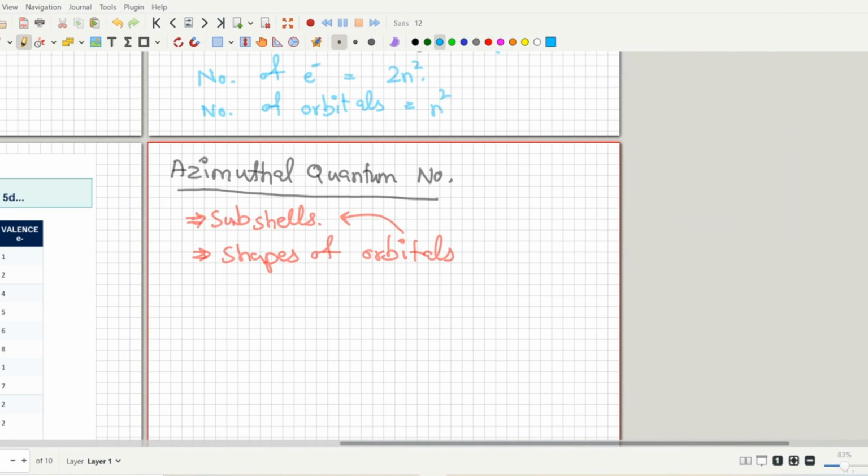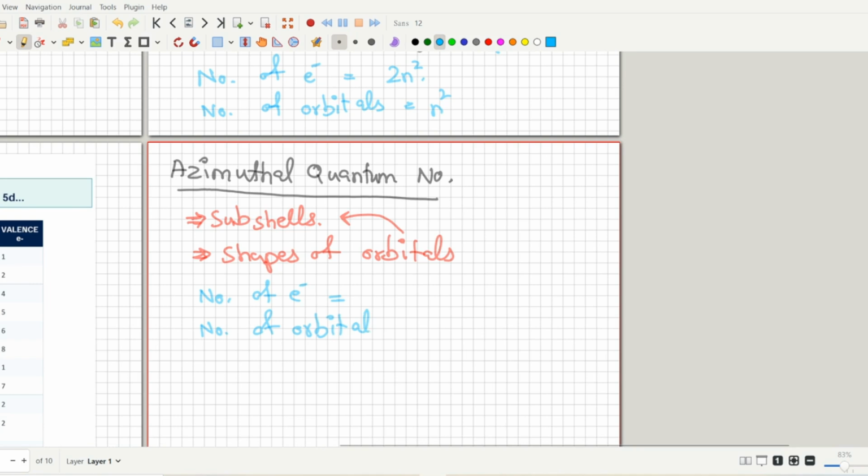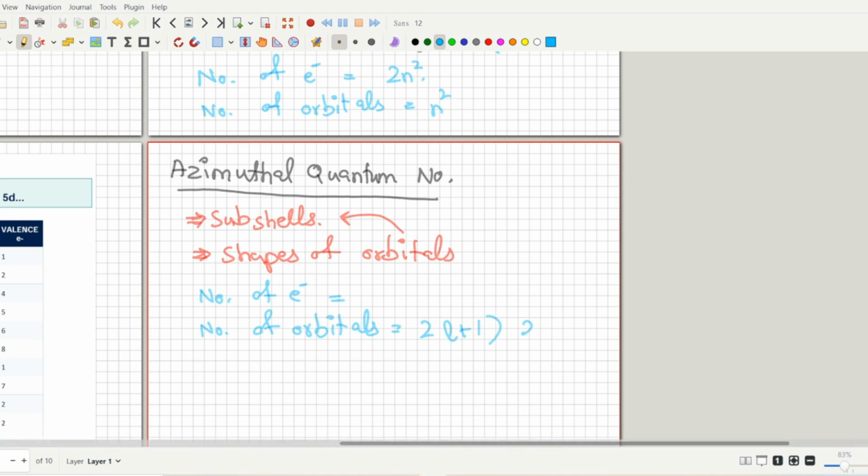So the shortcut formula for azimuthal quantum number is number of electrons and number of orbitals. The formula used here is also really easy. So number of orbitals could be found as 2l plus 1, and for the number of electrons you will multiply the whole formula with 2, that is 2(2l plus 1). So as you can see that number of orbitals is always half of number of electrons.